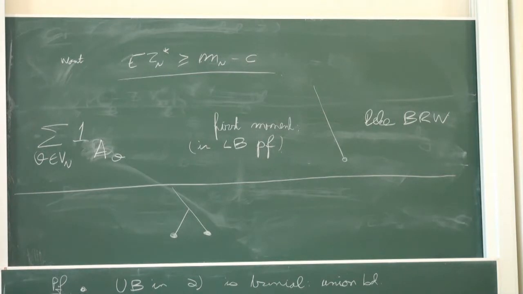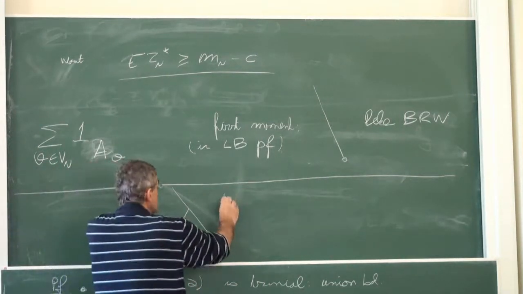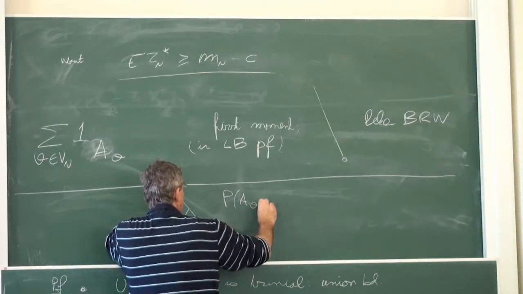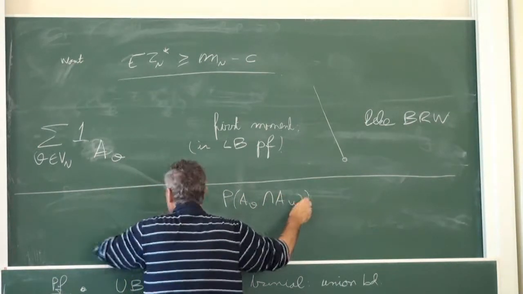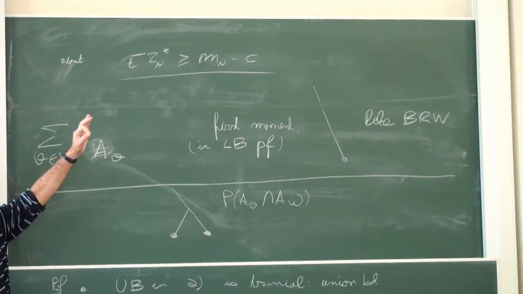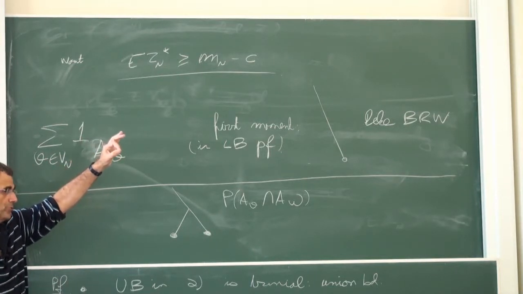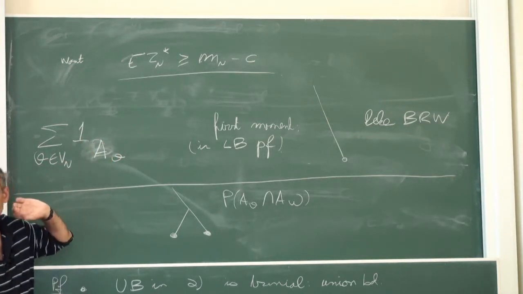And what did we do? We said the probability of this event happening, we essentially needed to compute the probability of AV intersect with AW. The event AV, I remind you, is just the event that you go below the straight line and you end where you want to end. That was the event AV.